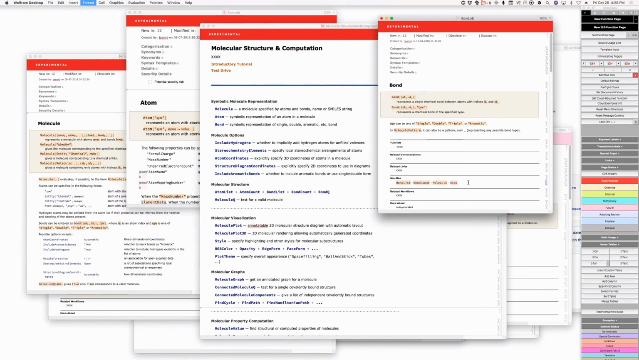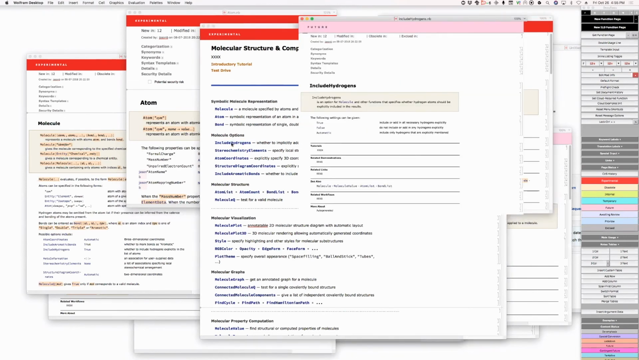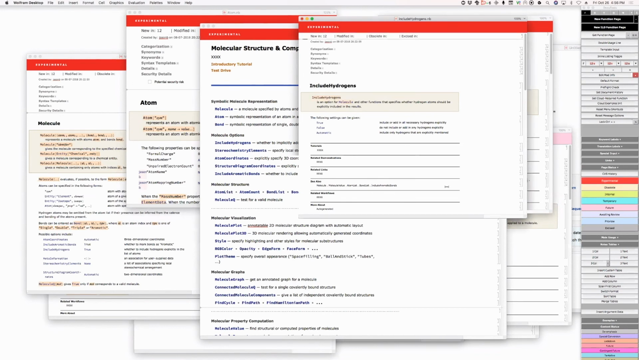Okay, now here I'm sure you want to say, in this bond thing, include hydrogens is one thing that surely is relevant here, isn't it? Because that's implicit bonds, basically. Yeah, and then the new include aromatic bonds option. Yep. I also think you should mention modify molecule here.